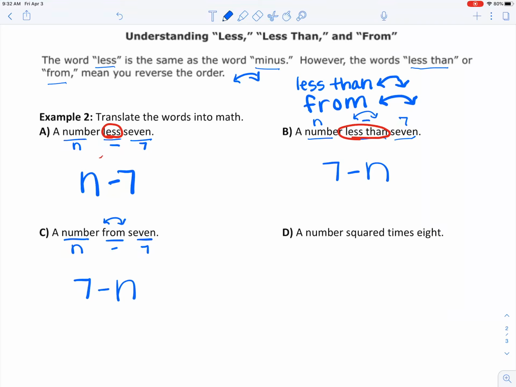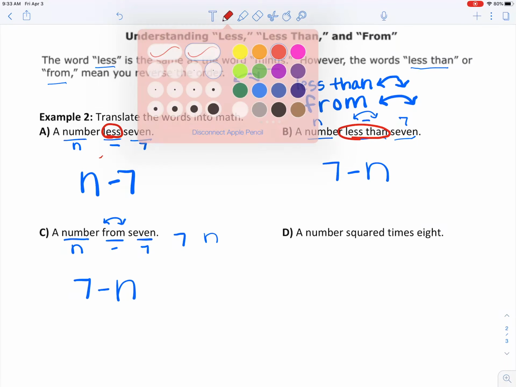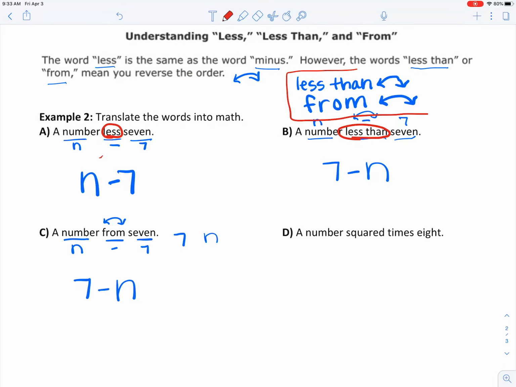Now, I know that this can be kind of confusing. English sometimes is like that. But if you think about what this means, a number from 7, it means we're starting at 7 and then we're taking away some n. We don't know what that is. So if you think about the words, it will make sense. Otherwise, I kind of hate saying this in math, but sometimes you just have to memorize things, and those two words might be what you need to memorize in that one.